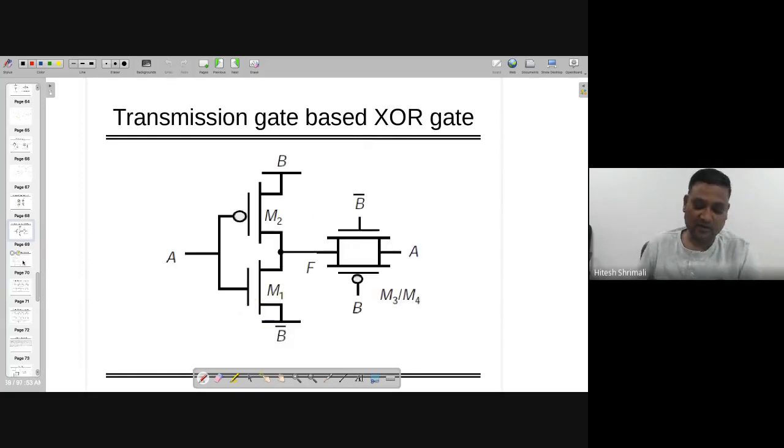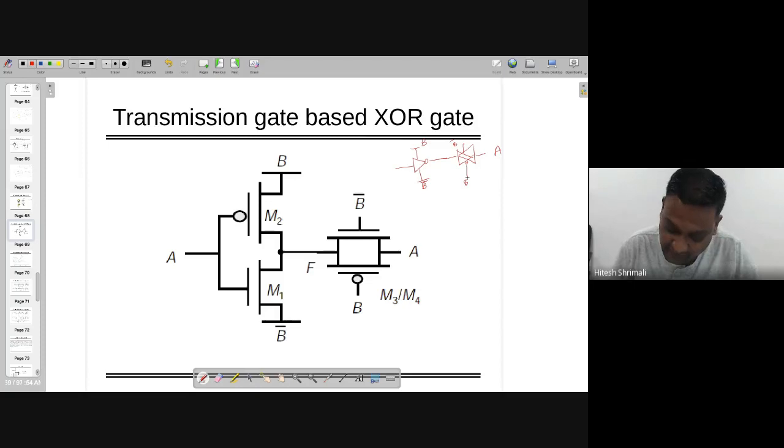Okay. Other than that, transmission gate, you can do the following things. If there is an inverter just after this circuit, and on the other side is a transmission gate, right? So here B bar and B.